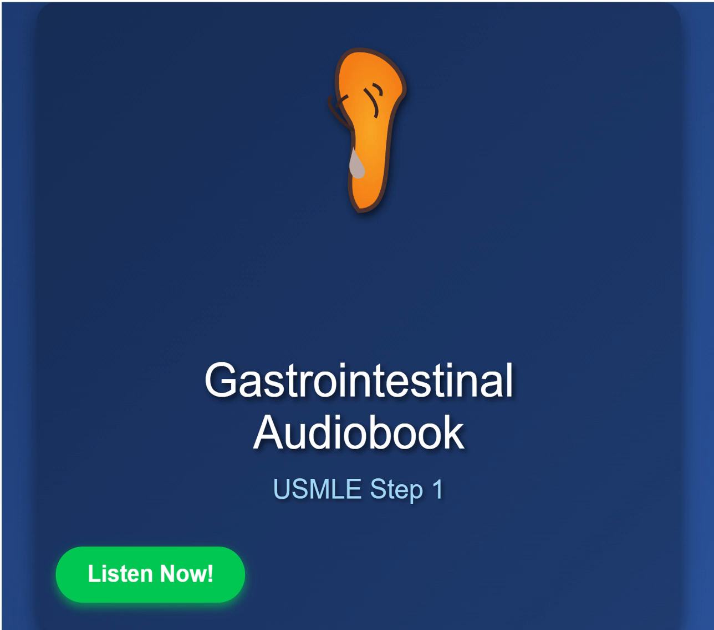You may find psoas, obturator, and Rovsing signs, where palpation of the left lower quadrant causes severe right lower quadrant pain. On exam, there may be guarding, rebound tenderness, and the treatment is appendectomy.